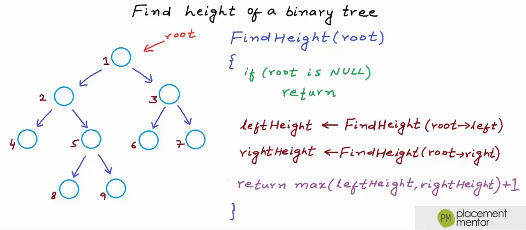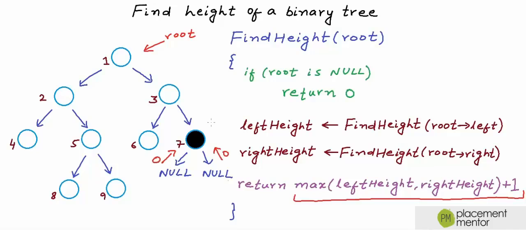If I have made a call to find height of, let's say this leaf node, this node with number 7, then for this guy both left and right children are null. In call for this node number 7, we will make 2 recursive calls passing null in both the calls. So what should we return? Should we return 0? If these 2 calls will return 0, then height of 7 will be 1, because in the return statement here we are saying max of left and right height plus 1. But as we had discussed earlier, height of a leaf node should be 0. So if we are returning 0 for root equal null, it's not alright.